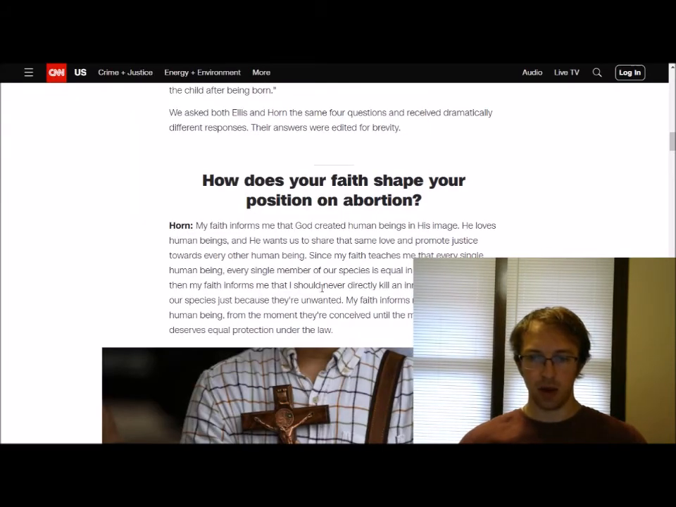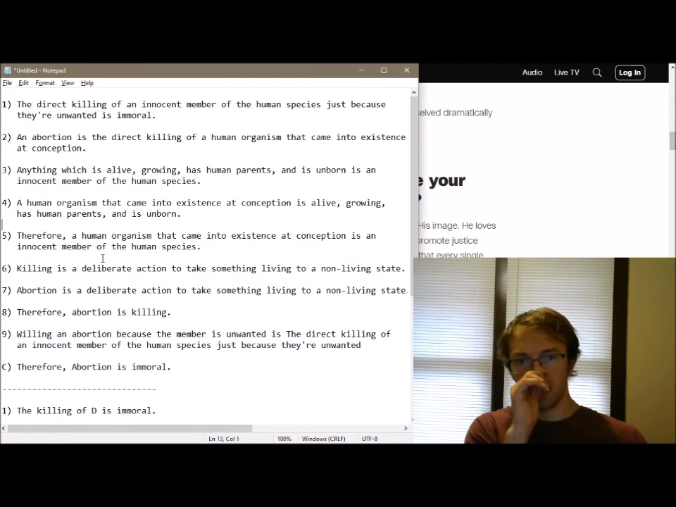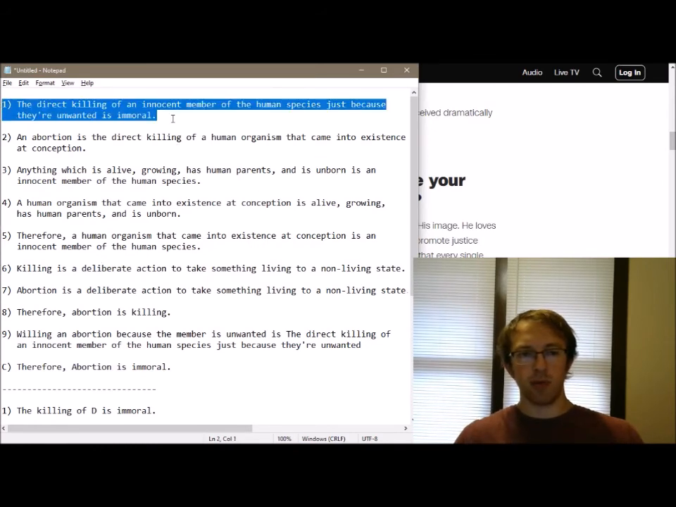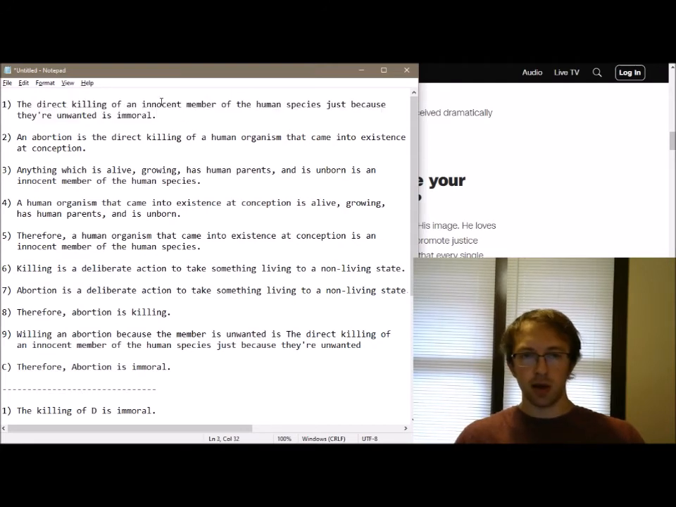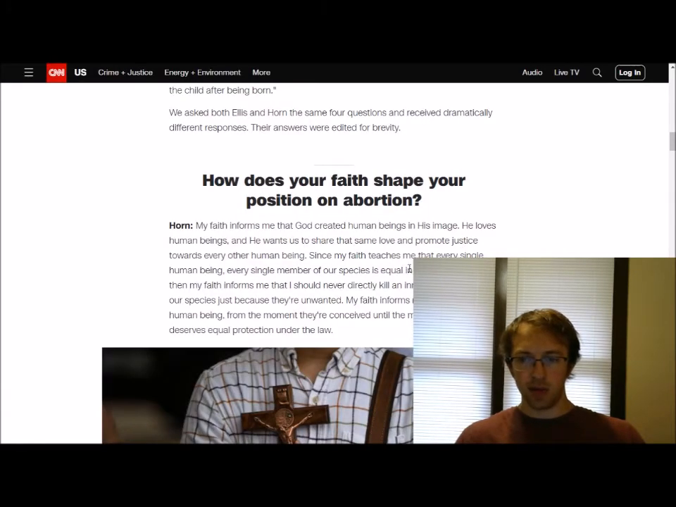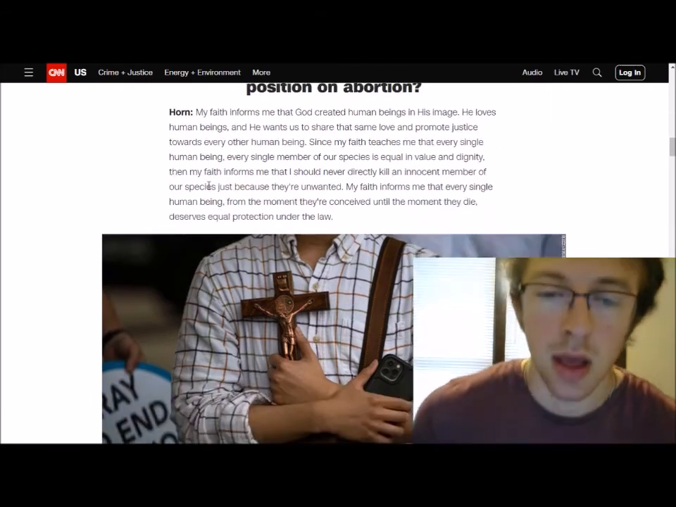You might say that there's another argument in here for why you should never directly kill an innocent member of the species, because of their value and dignity. I think that's in here too, but we didn't sketch that out. If someone disagrees with premise 1, we would need to make another sub-argument or add more premises to show that killing an innocent member of the human species because they're unwanted is immoral. And why is that? We would say because an innocent member of the human species has value and dignity.